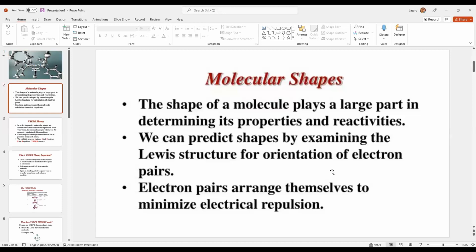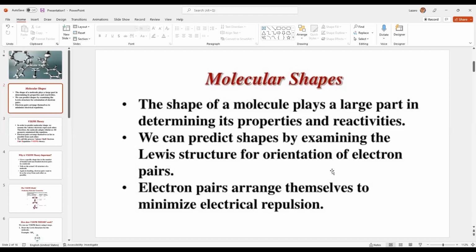Molecular shapes. What are they and why are they so important? Well, the shape of a molecule plays a large part in determining its properties and reactivities. So if we know the shape of a molecule, we can predict, for example, its polarity.